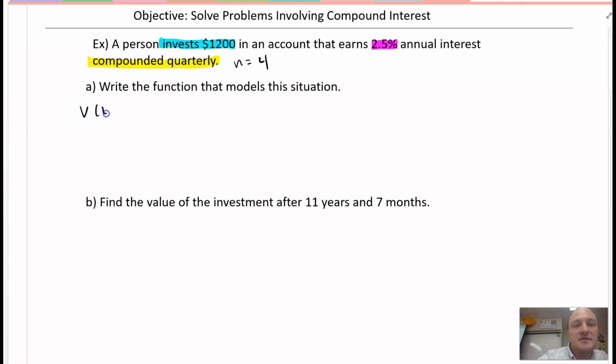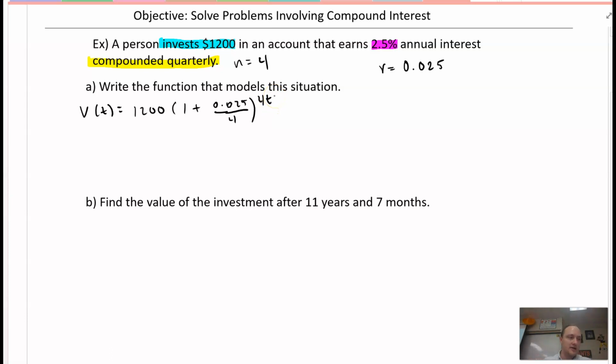Okay, so v of t is equal to the principal, so that's 1,200 times 1 plus, okay, our rate, which in this case is 2.5%. So written as a decimal, that's 0.025. Okay, so I'm going to add that, 0.025. And what we also have to do is divide it by 4, because I'm compounding quarterly. Now since I'm compounding quarterly, the times I multiply is also going to be multiplied by 4. So I raise it to the power of 4t.